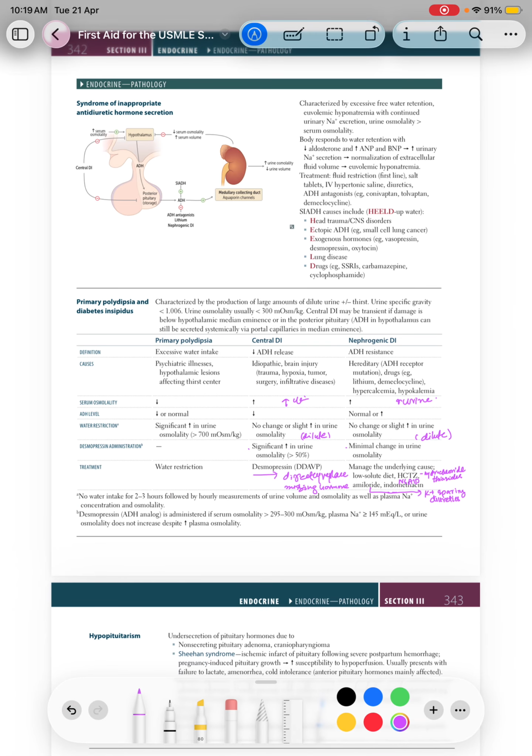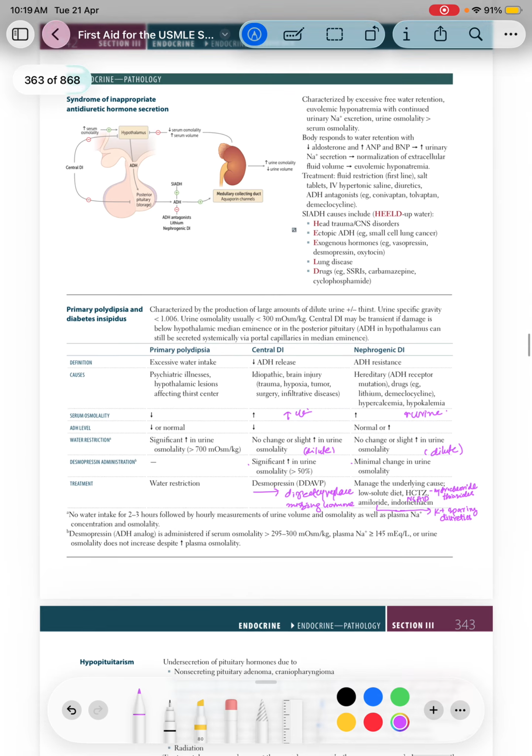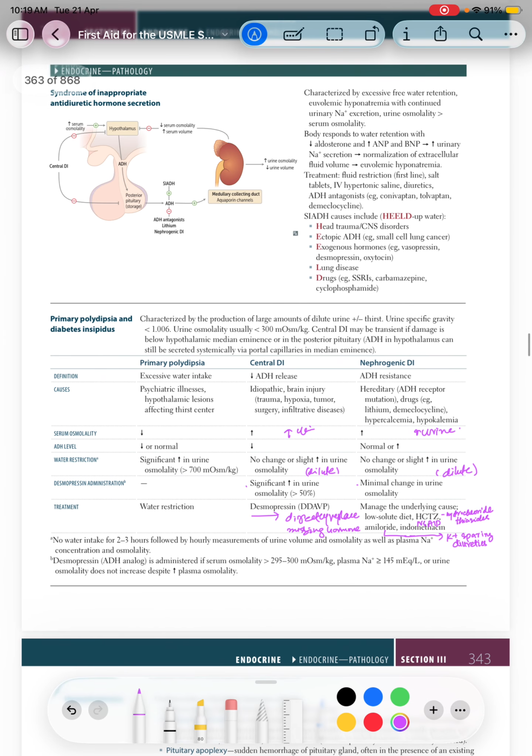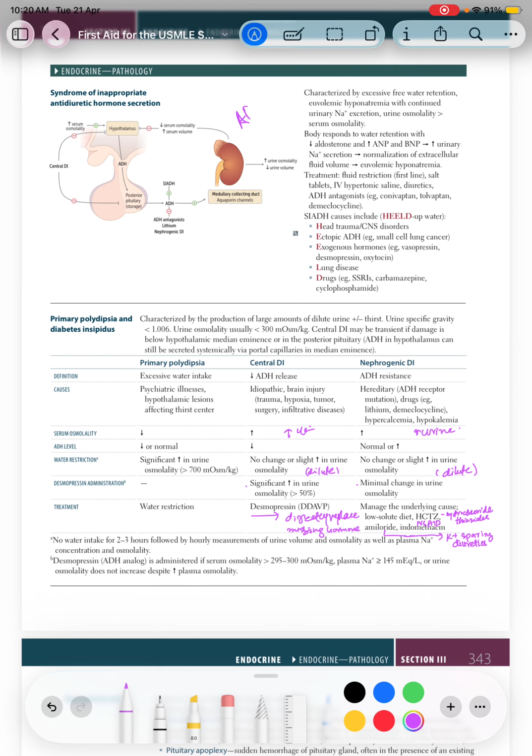Everyone, and welcome back. We are going to start the pathology of the endocrine system. The first disease that we will be discussing is syndrome of inappropriate antidiuretic hormone secretion. We have studied the ADH hormone and its normal function. Now, whenever there is any pathology, what happens, we will discuss this. So the first pathology for ADH is the syndrome of inappropriate antidiuretic hormone secretion.